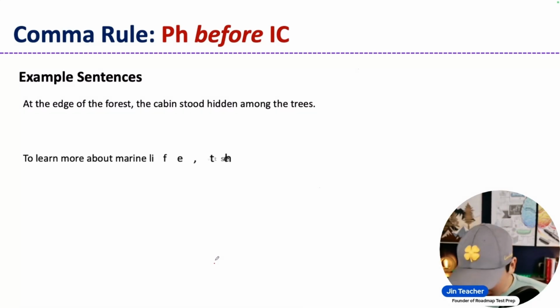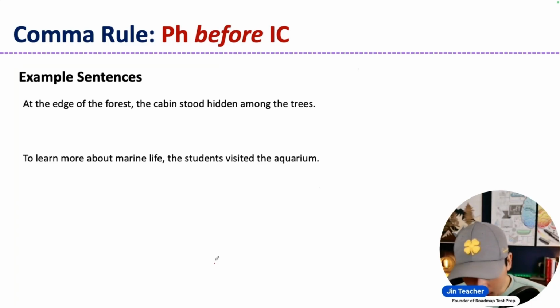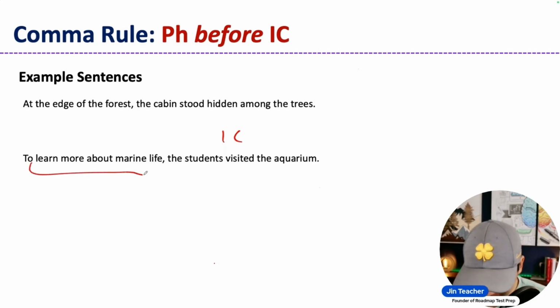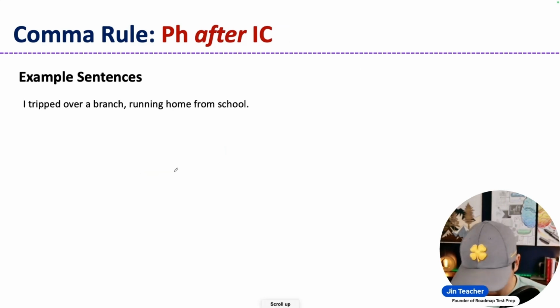Okay. And just look at this sentence here too, where it says, to learn more about marine life, the students visited the aquarium. So let me ask you guys, what's the independent clause? The independent clause is the students visited the aquarium, right? What's the phrase? The phrase is to learn more about marine life. So again, here we have the comma to separate the phrase from the independent clause, okay?